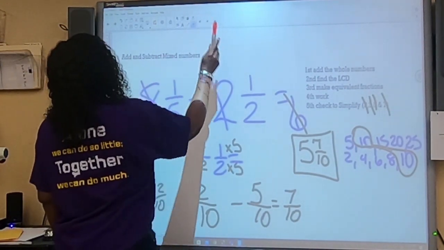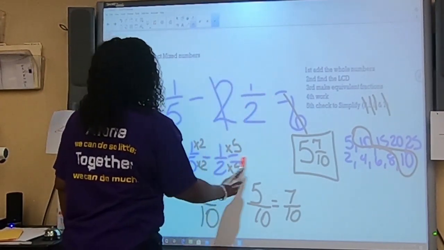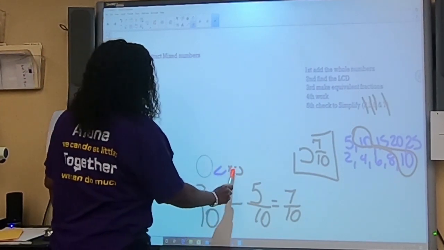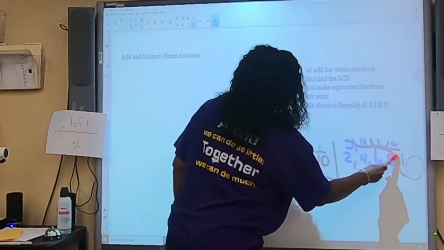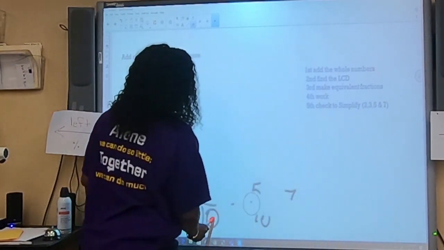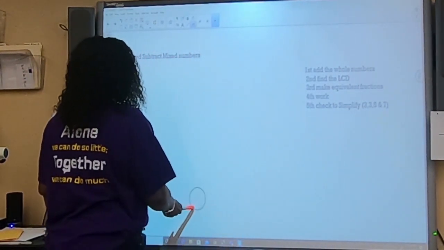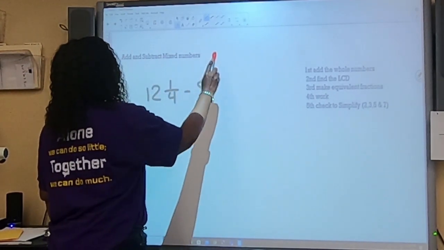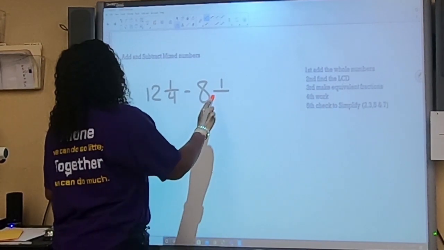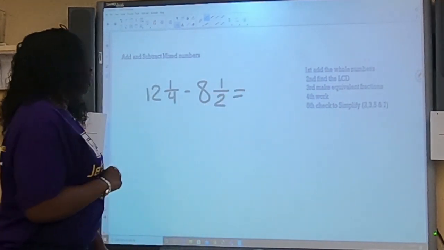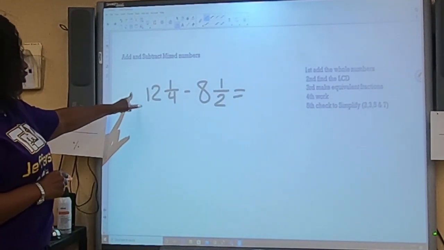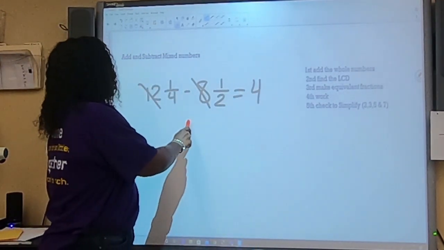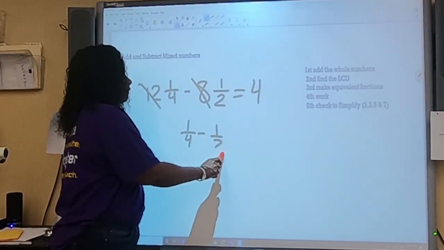Let's try one more where we have to regroup. So let's say we have 12 and 1/4. And I want to subtract 8 and 1/2. Starting with my whole numbers. 12 minus 8 is 4, which leaves my fractions 1/4 minus 1/2.